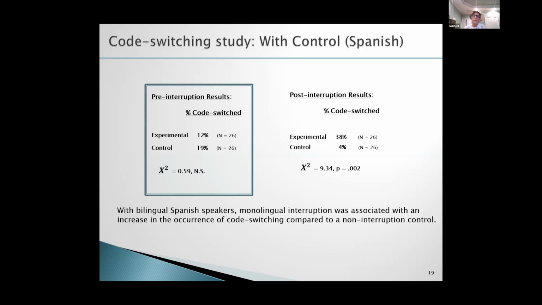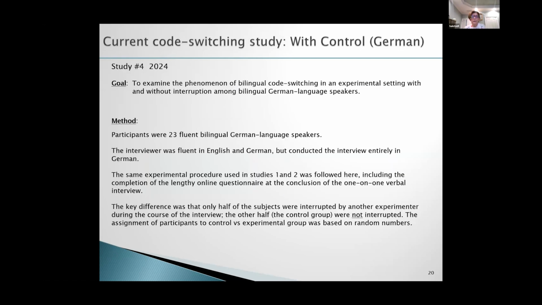So now that we know that it seems to be the case that interruption, regardless of control or experimental, makes a difference in code switching, we decided to do the final study in German to see whether or not we can induce code switching among German bilinguals with a control and experimental group.